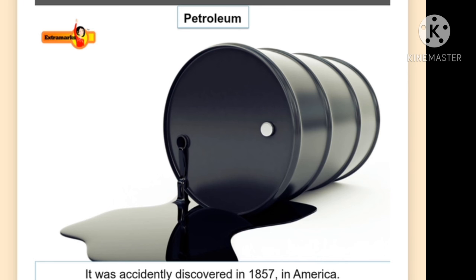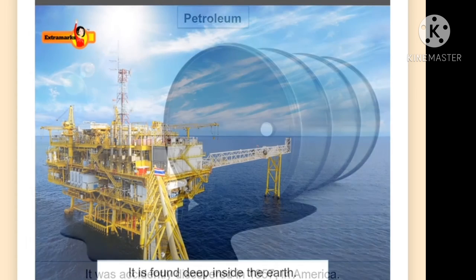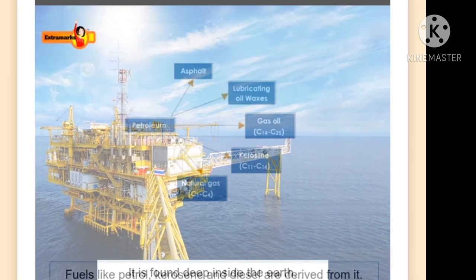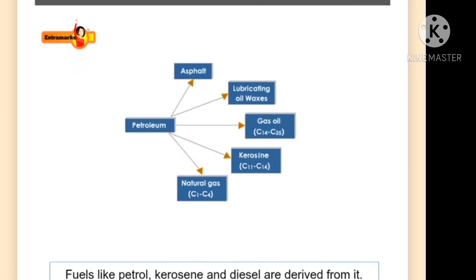Petroleum. It was accidentally discovered in 1857 in America. It is found deep inside the earth. Fuels like petrol, kerosene, and diesel are derived from it.